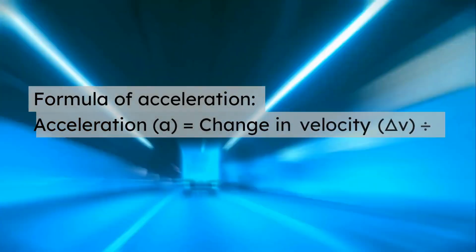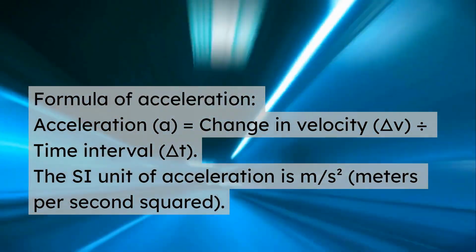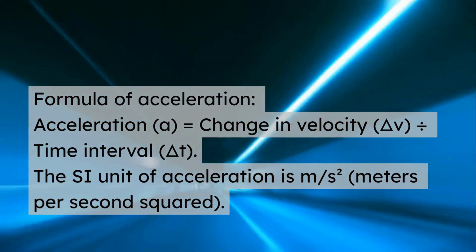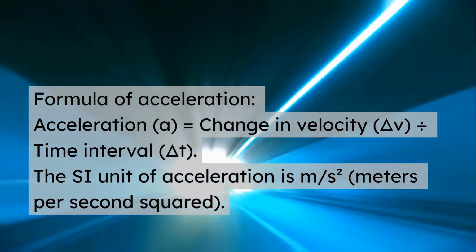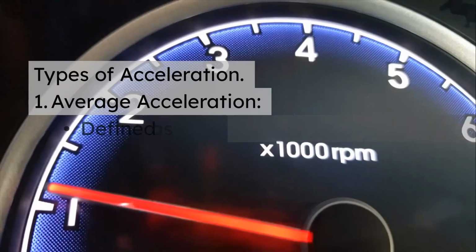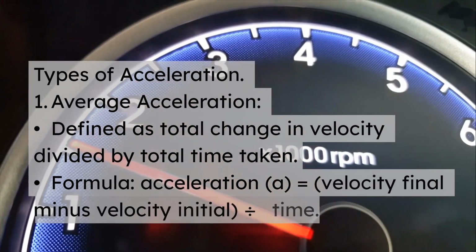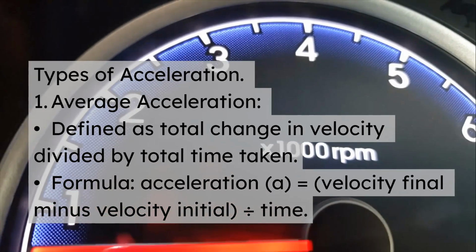Formula of acceleration. Acceleration equals change in velocity, delta v, divided by time interval, delta t. The SI unit of acceleration is meters per second squared. Types of acceleration. 1. Average acceleration. Defined as total change in velocity divided by total time taken.